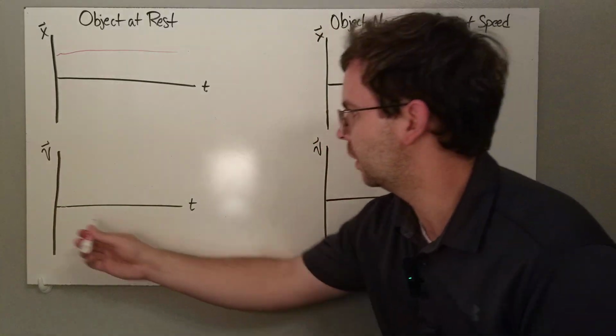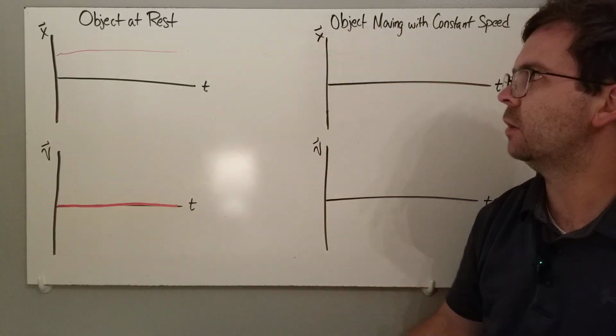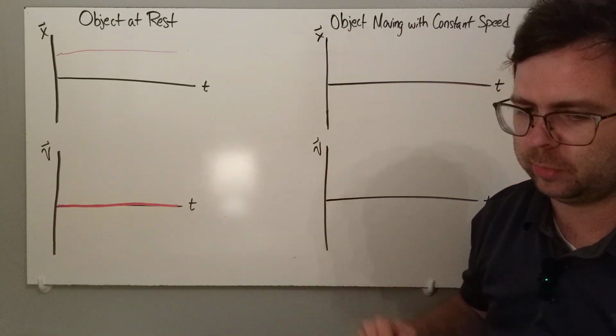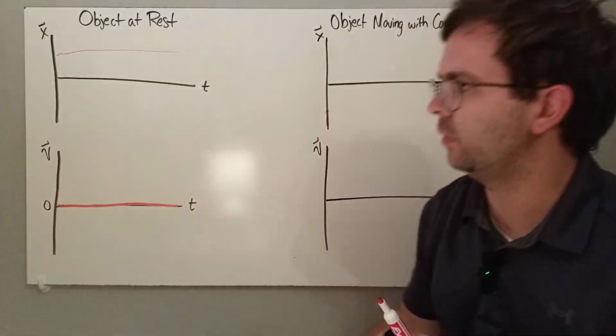There we go. An object at rest must mean that the velocity has a value of exactly 0.